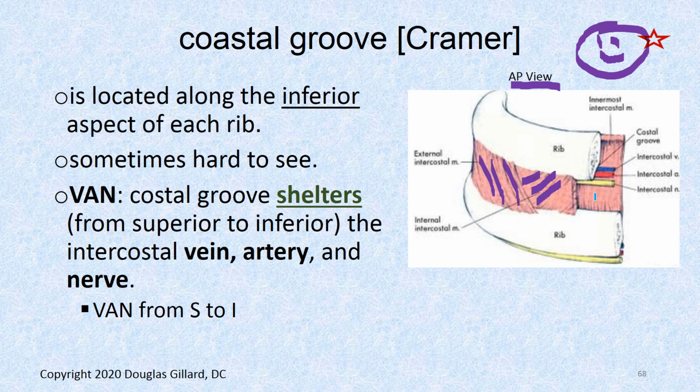So how do you tell the internal versus the innermost intercostal muscles? You look for the neurovascular bundle, because the neurovascular bundle always runs in between these 2 muscles. So that's how you can tell where you are. So always look for that when you're in the cadaver lab.